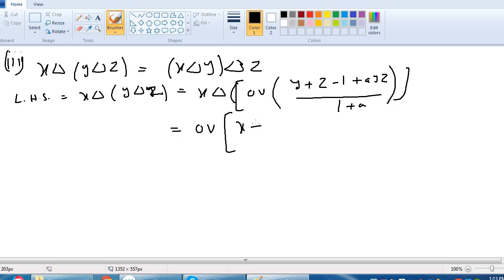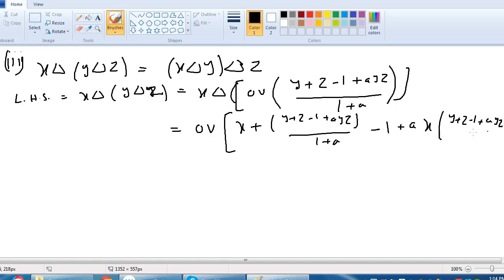x plus y. x plus y means this whole thing, y plus z minus 1 plus a y z all divided by 1 plus a. This becomes x plus y minus 1 plus a into x into y plus z minus 1 plus a y z all divided by 1 plus a. Okay. Bracket is closed.